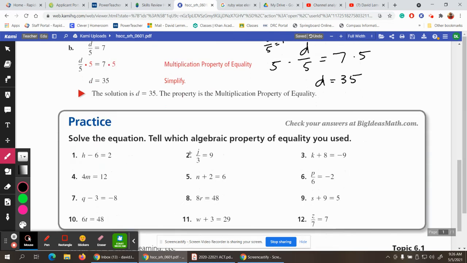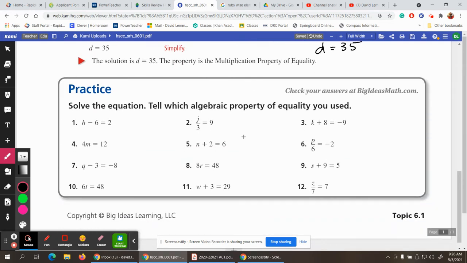All right, so let's take a look at some of these. Let's try to do a little bit of all. Subtracting a 6, I add a 6. H is 8. Dividing by 3, I multiply by 3, and that is j equals 27. Subtract an 8, and that is k equals -17. And divide by 4, and I get m equals 3.